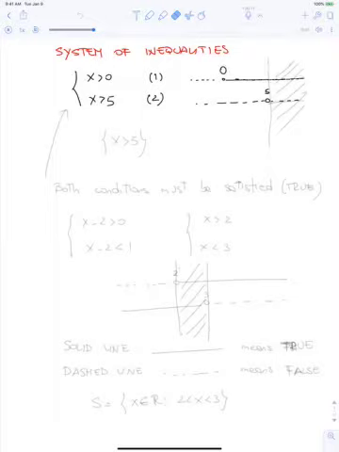Now, in a system, both inequalities must be satisfied, so we only care about the regions of the set of real numbers where both inequalities are satisfied. So in this case, the solution is x greater than 5. Because if x is greater than 0 but is not greater than 5, then only one inequality is satisfied. So again, both conditions must be verified. That's the key to solve inequalities.